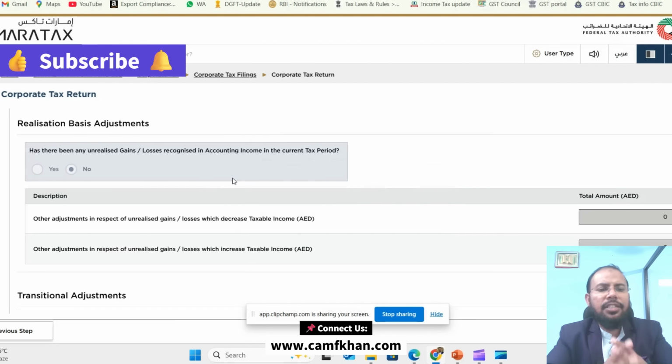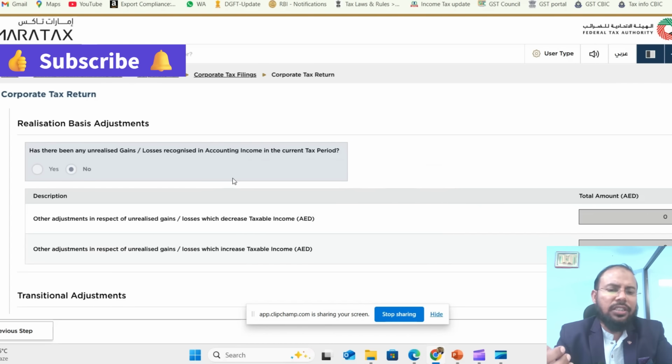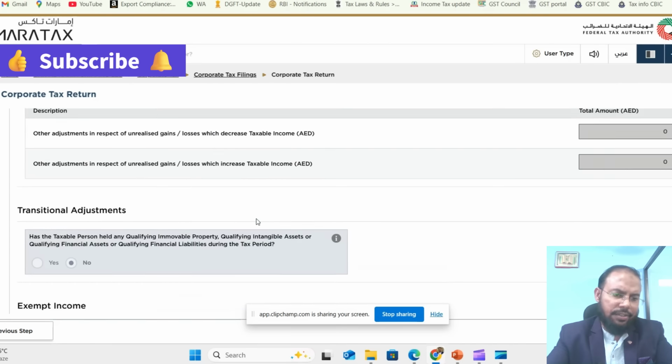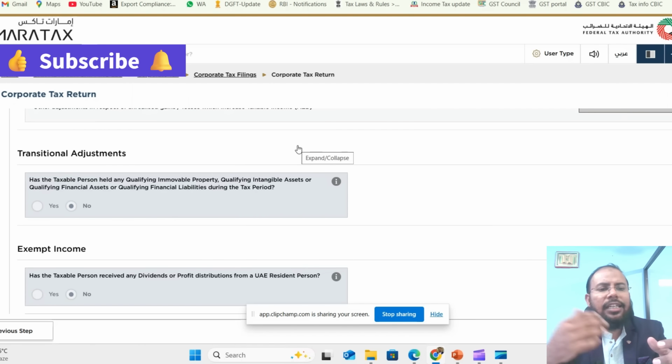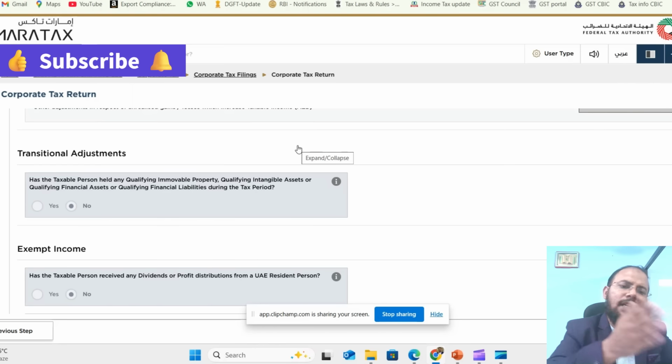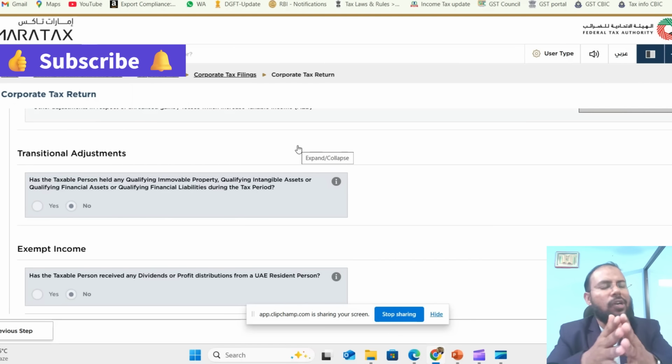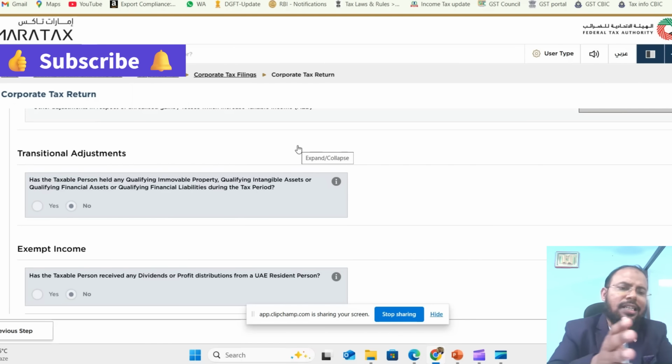Further, the realization basis adjustment we already discussed in detail in the first part of this video. Here we will discuss only the adjustment. So if you have already elected the realization basis, whatever the actual amount of unrealized gain or unrealized losses is, you need to inform accordingly here. Further, related to the transitional adjustment, if you have already elected the transitional rule in the election part, you need to inform accordingly here. We already discussed it in the first part of the video in detail with an example, so we will skip it here.